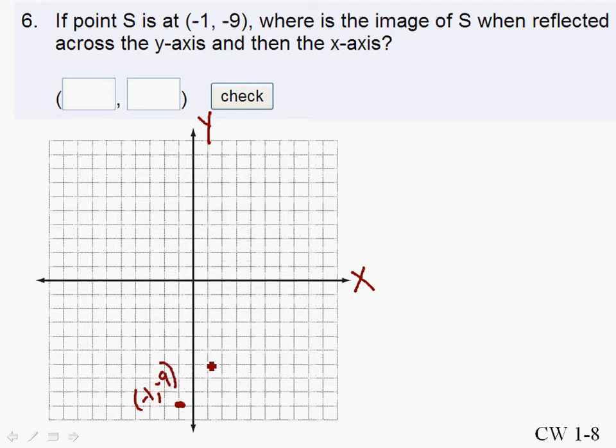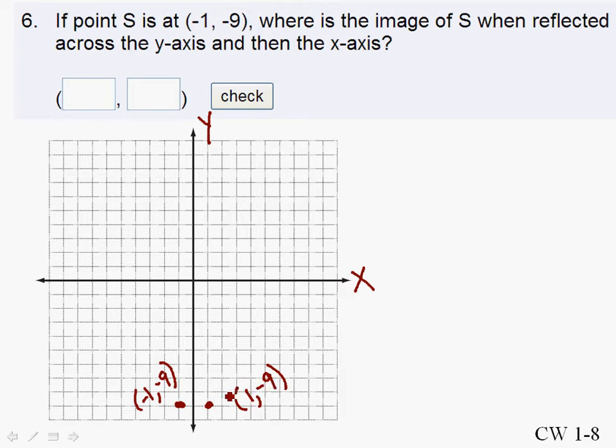First we're going to reflect across the y-axis. The y-axis is our vertical one. So we're going to reflect from here to here. Remember when we reflect across that axis, it only changes the x value. So x becomes 1, y becomes negative 9 still.